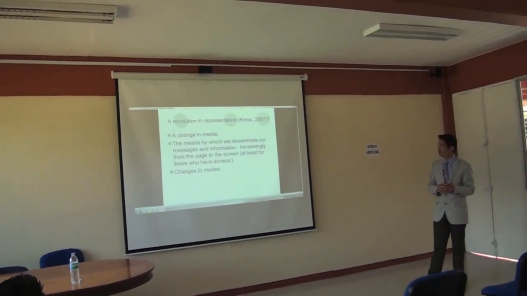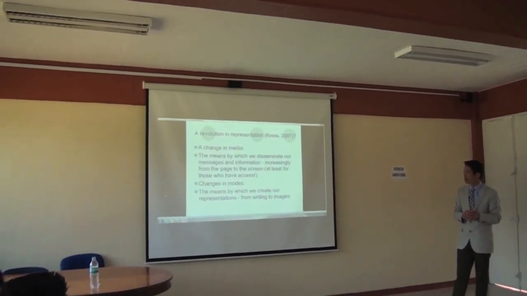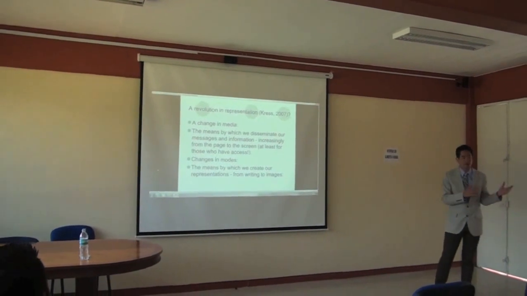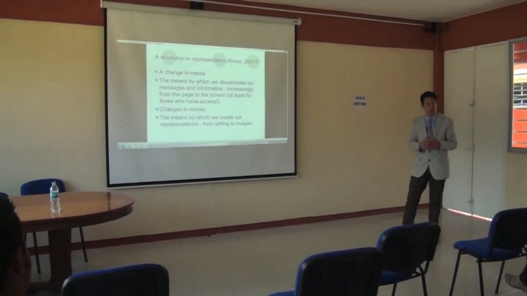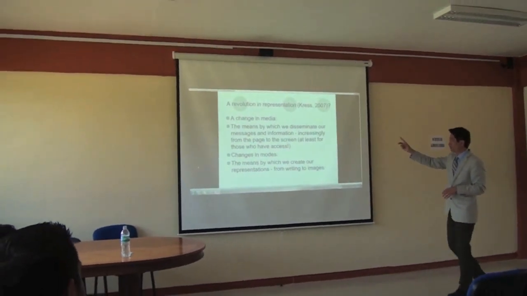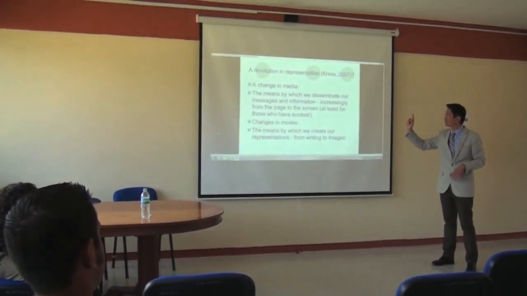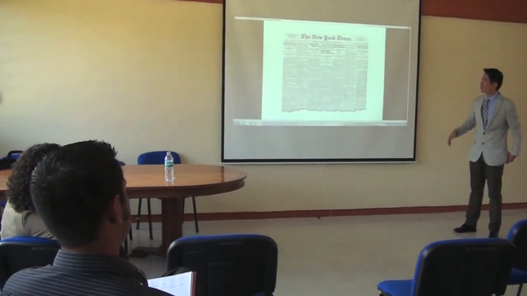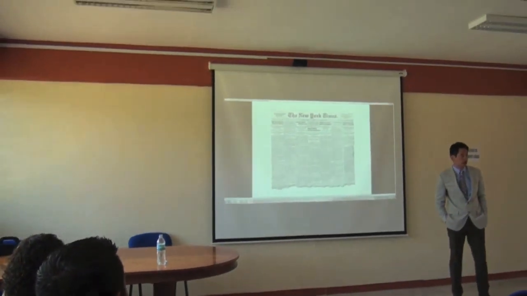It costs money to have internet access every month. And there's a second revolution, Kress claims, which is a change in modes. And it's the means by which we create our representations, from writing to images. So I have a couple of examples here from the New York Times. This was the New York Times just about 100 years ago.